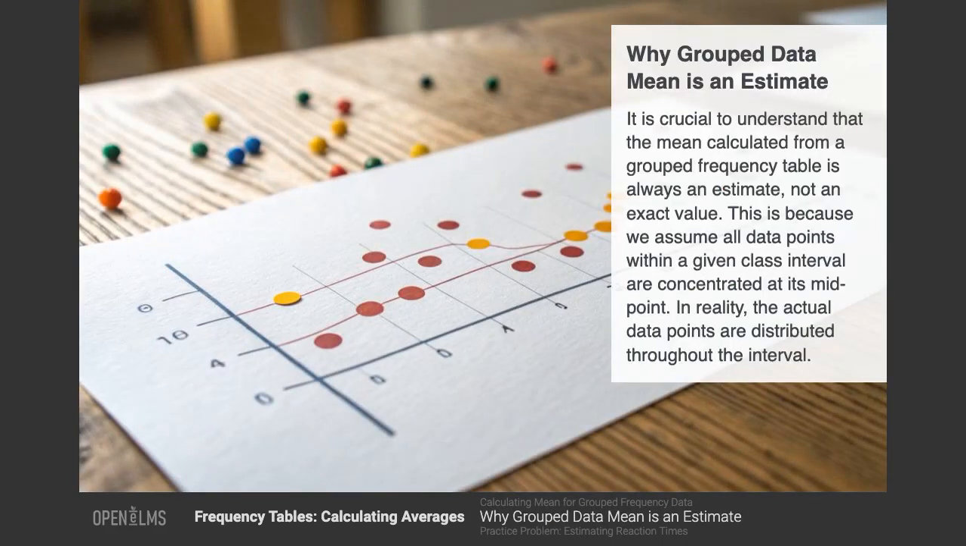Why grouped data mean is an estimate. It is crucial to understand that the mean calculated from a grouped frequency table is always an estimate, not an exact value. This is because we assume all data points within a given class interval are concentrated at its midpoint. In reality, the actual data points are distributed throughout the interval.